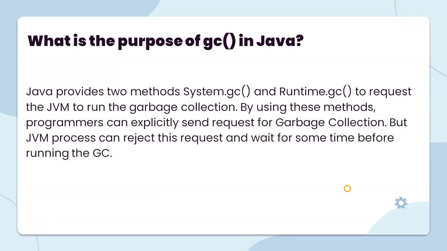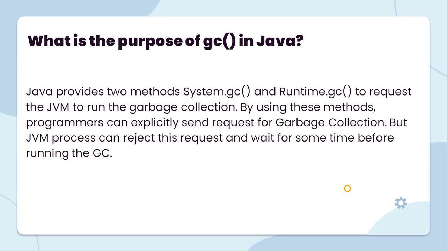Okay, so now the next question is: what is the purpose of the garbage collector, GC, in Java? GC is a method available in Java. At runtime, if you want to call the GC, you can do so. Java provides two methods. First is System.gc and second one is Runtime.gc. By using these methods, a programmer can explicitly send a request to run the garbage collector.